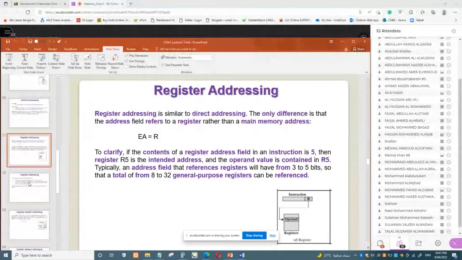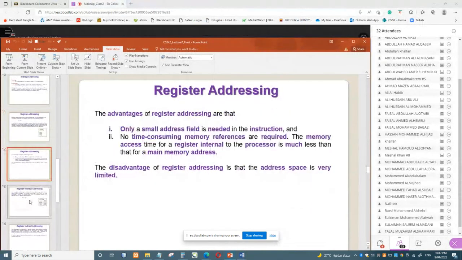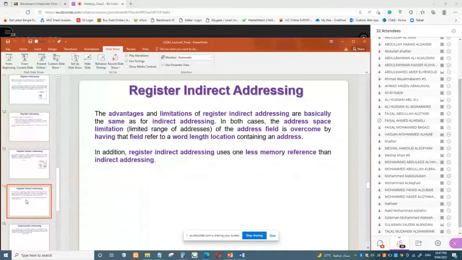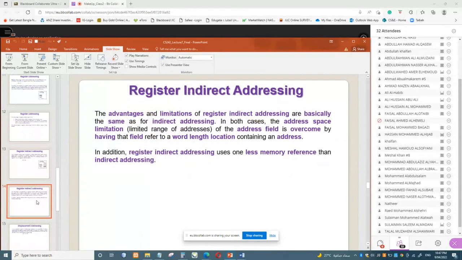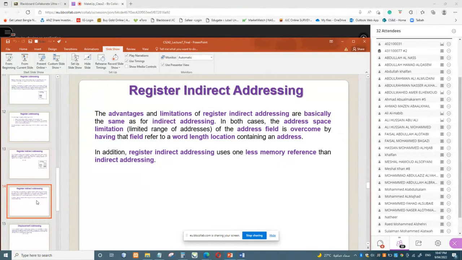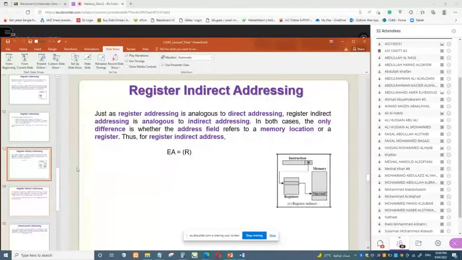Okay, so register addressing is much easier, but there is another one called register indirect addressing. Register indirect addressing is just like indirect addressing for a memory location, but in case of register indirect addressing, the register contains the address of the memory location, and we go to that address, and from the register we get the address of the actual memory location.